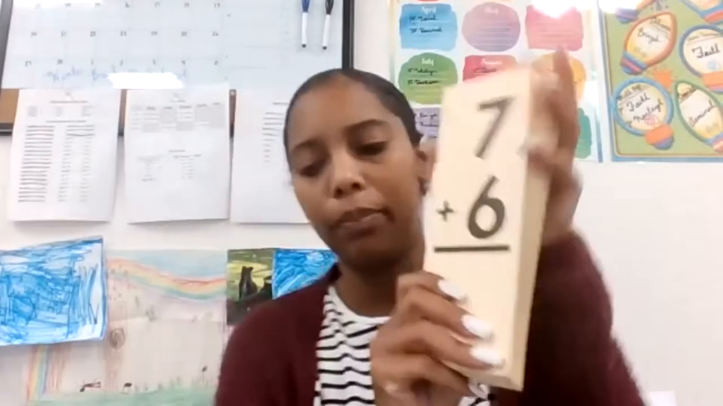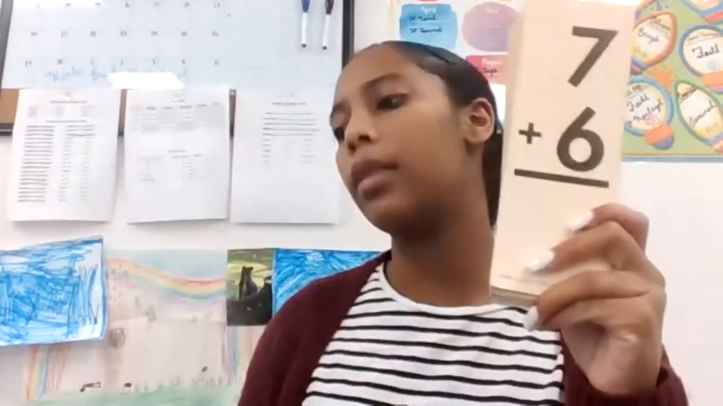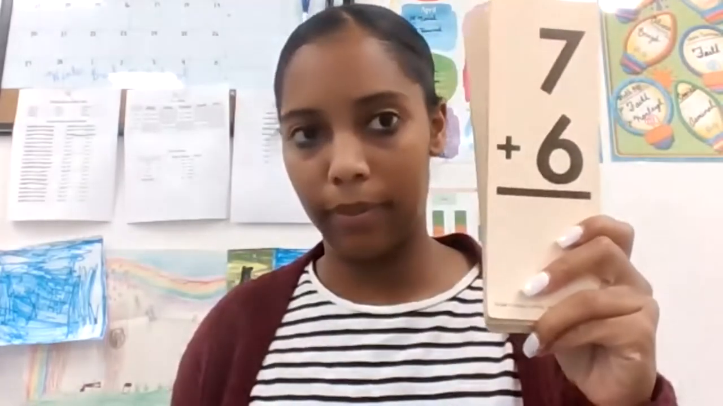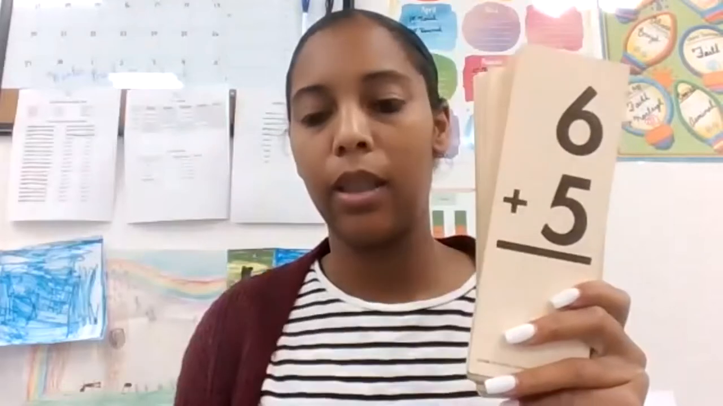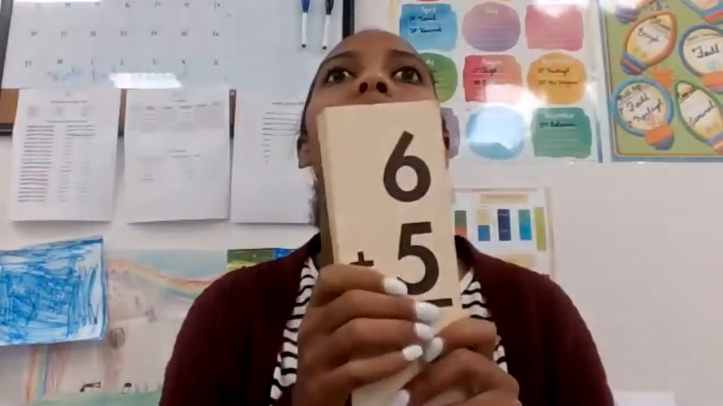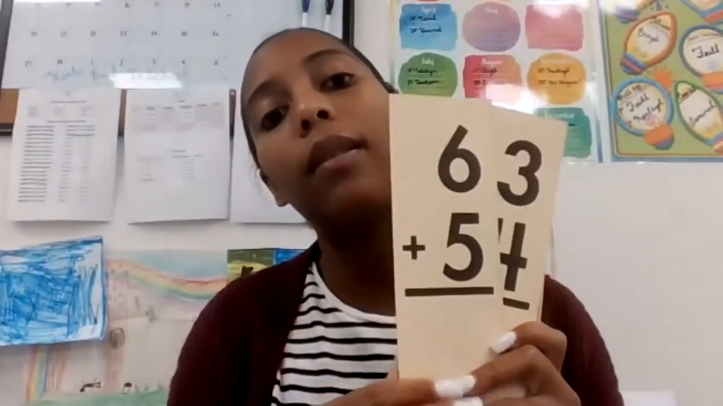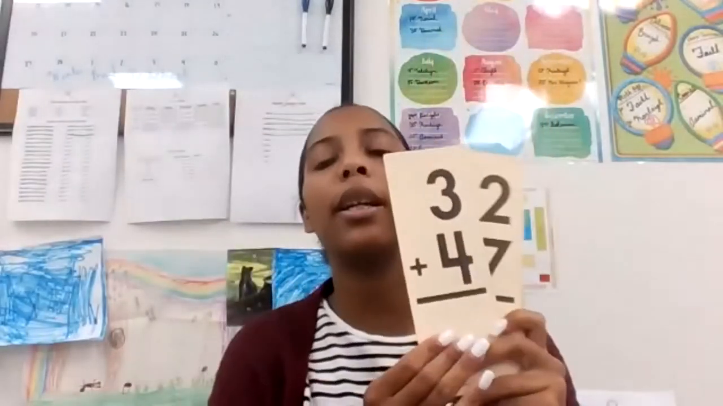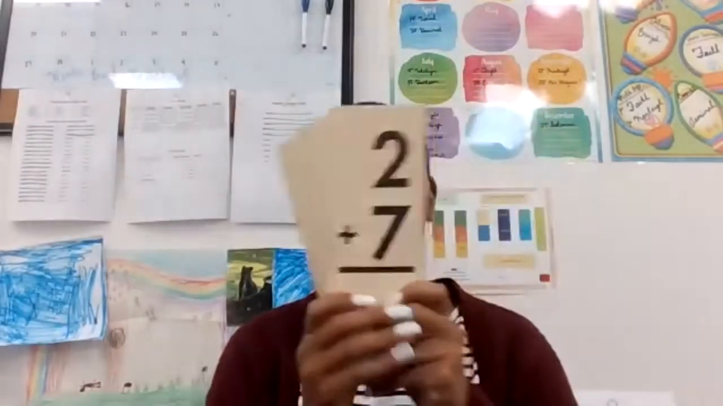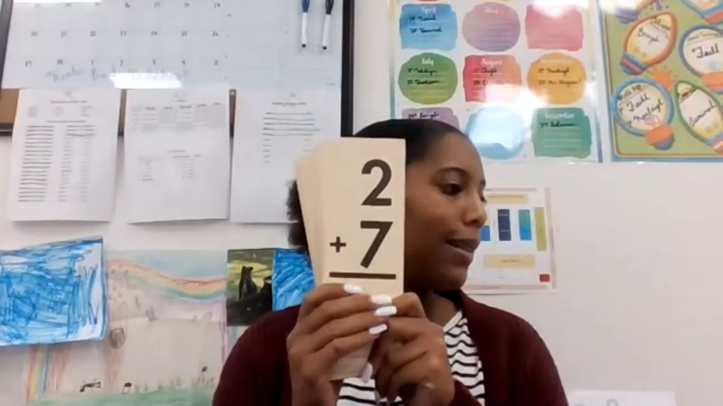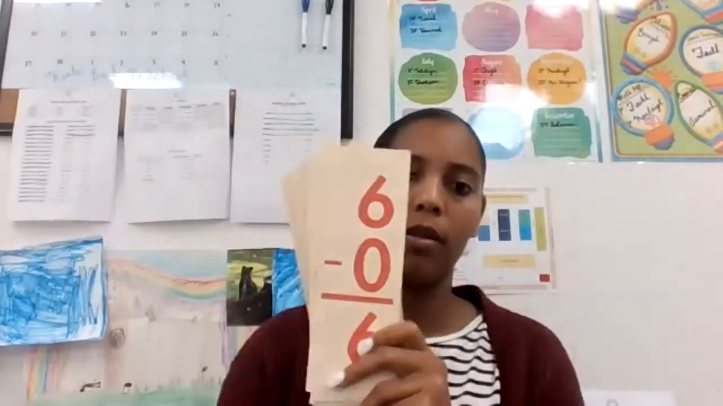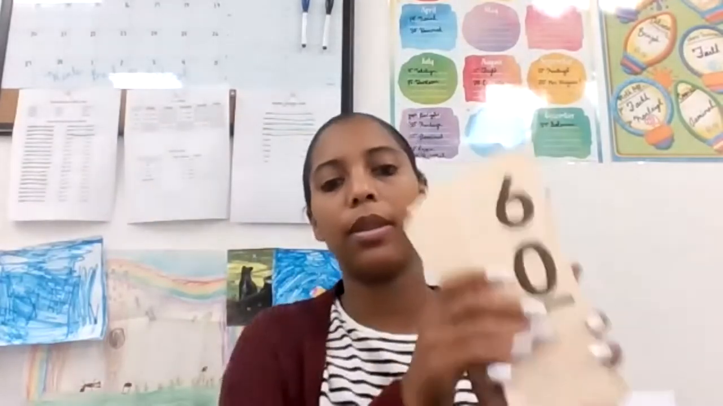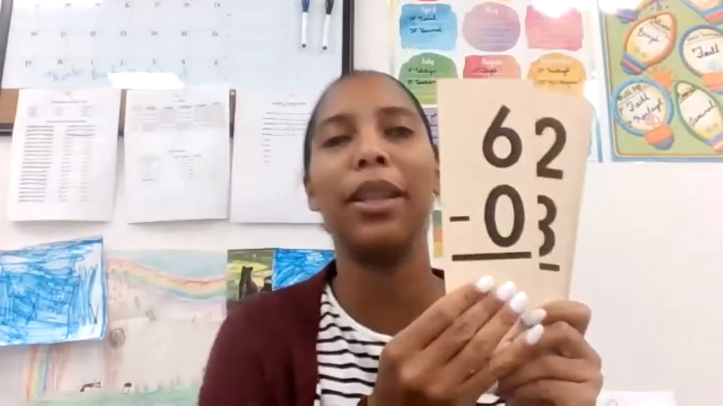7 plus 6. 7 plus 6 equals 13. 6 plus 5 equals 11. 3 plus 4 equals 7. 2 plus 7 equals 9. Oh, 6 minus 0 equals 6.